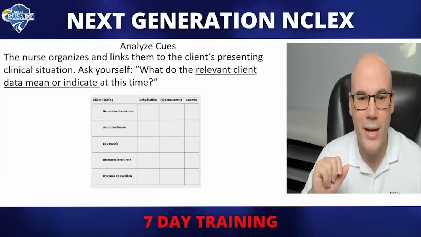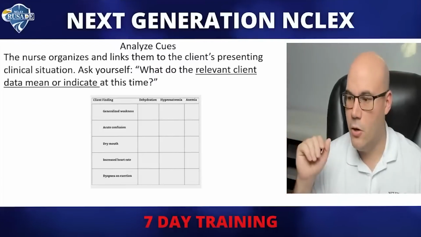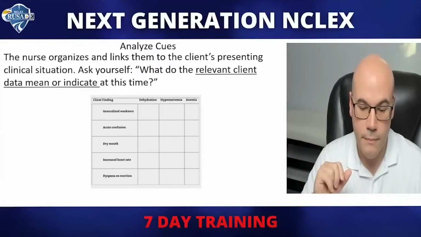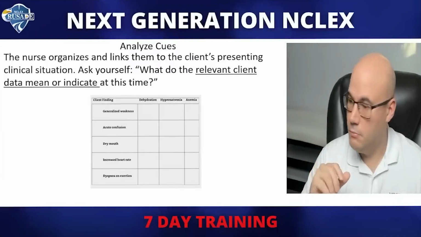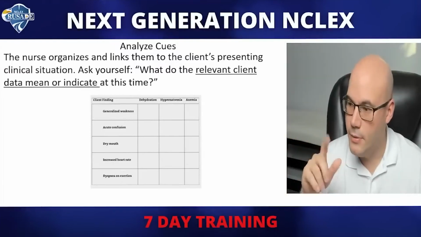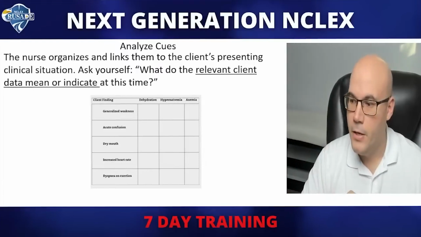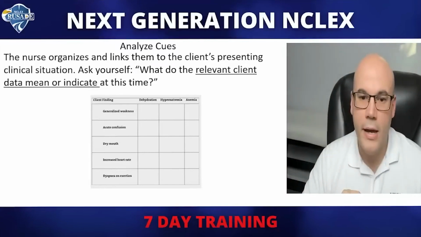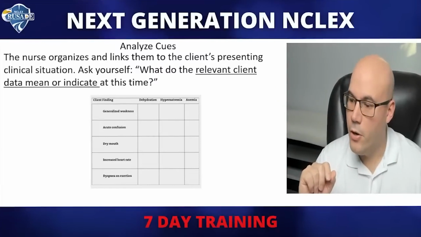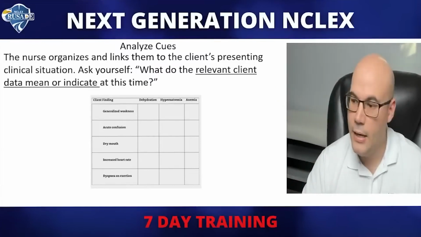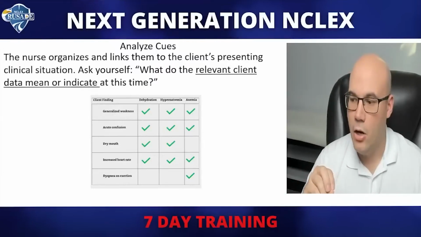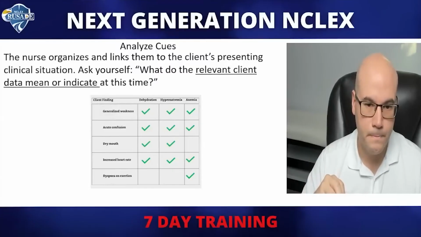So generalized weakness, where do we see that? We're going to see it in dehydration, hypernatremia, and anemia as well. Acute confusion, we can see it in all of the conditions: dehydration, hypernatremia, and anemia. Dry mouth, dehydration and hypernatremia. Increased heart rate, we can see in all of them. Dyspnea on exertion, we see it mainly in anemia. So this is an interesting style of question that you can see on the Next Generation NCLEX.